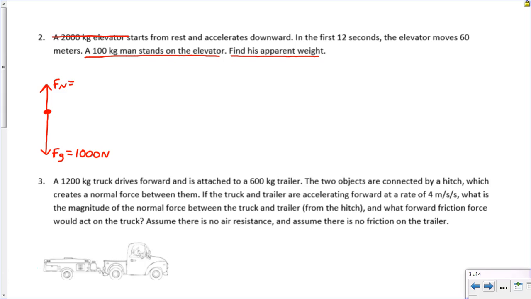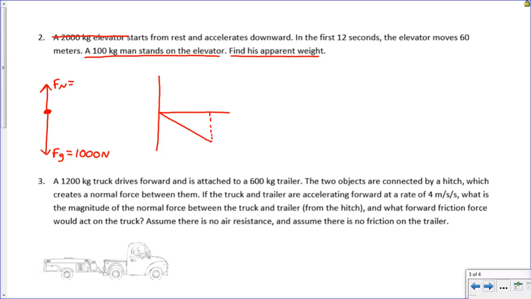Here's the problem. We don't know what that normal force is until we figure out how unbalanced these forces are. In order to figure out how unbalanced the forces are, we need the acceleration. To figure out the acceleration, we're going to make a velocity versus time graph. So it starts from rest and it's accelerating downward. I could see reasons to do this either way, but since it's going downward, I'm going to consider that to be negative.